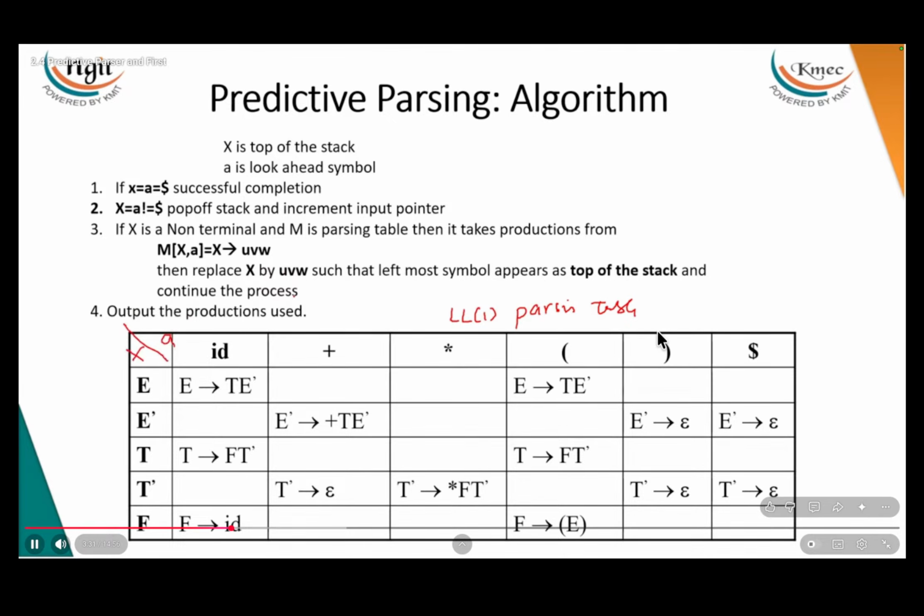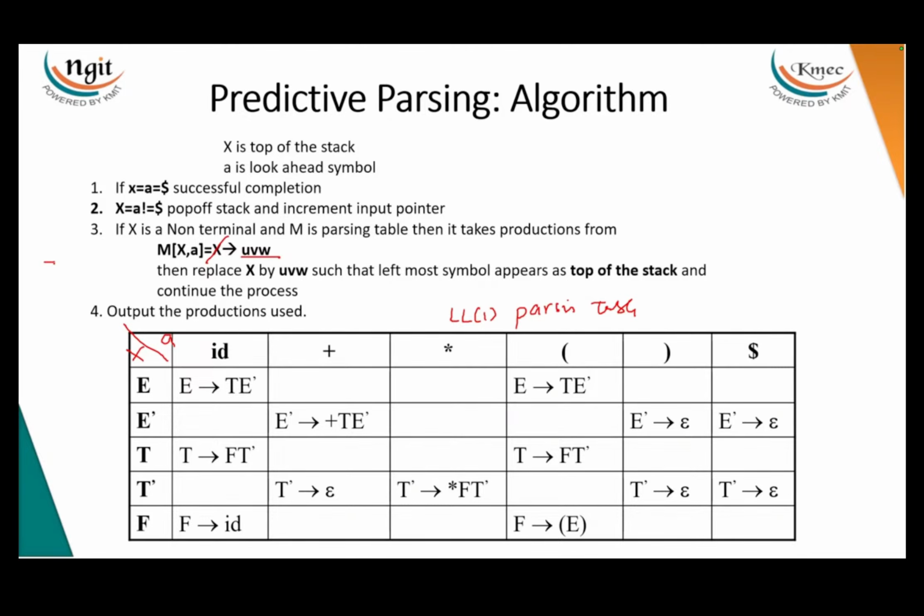So what is the first step? If X equals a equals dollar, it is successful completion. If X equals a but not equal to dollar, pop the stack and increment the input pointer. If it is not 1 and 2, then in the third step, if X and a, for example E and id, then we have to replace this X in the stack with UVW such that U occurs as the top of the stack.